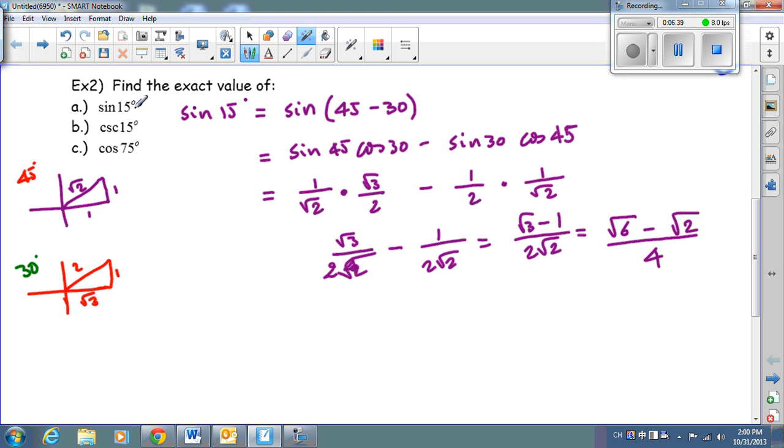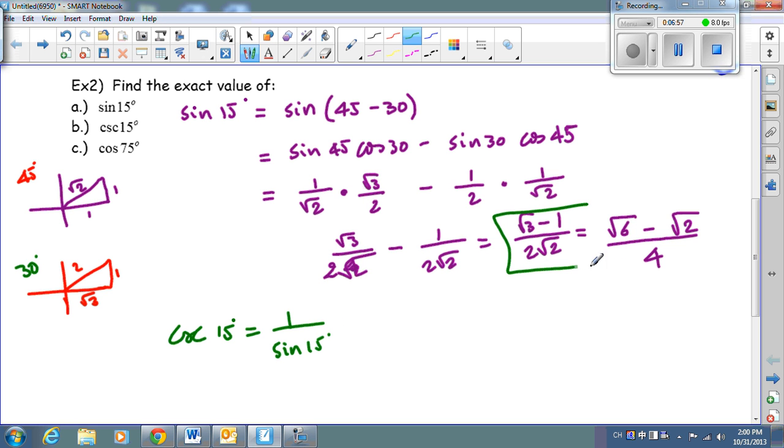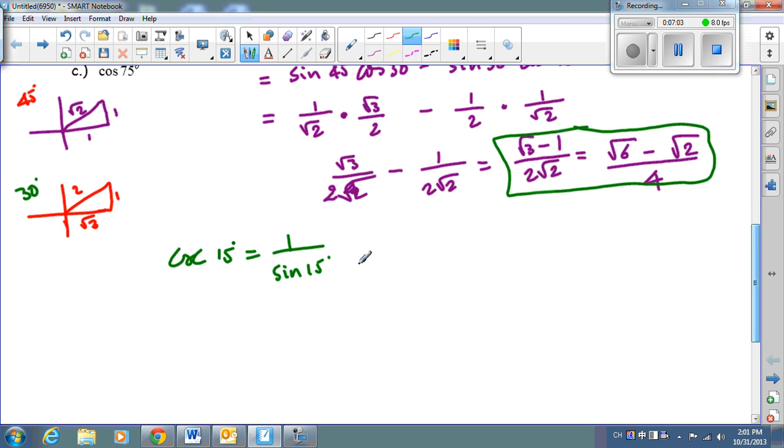Alright, now that we did the sine, it will be very easy to do cosecant of 15. So for cosecant of 15, I would just say cosecant of 15 degrees is the same thing as 1 over the sine of 15 degrees. Because I just calculated the sine of 15 degrees, I can just use these. So I'm going to use that and I will say it is equal to 1 over this one. So if I do 1 over, I'm going to use the non-fancy one. If I do 1 over this, I'll just flip the fraction and I will say it's 2 square root of 2 over square root of 3 minus 1.